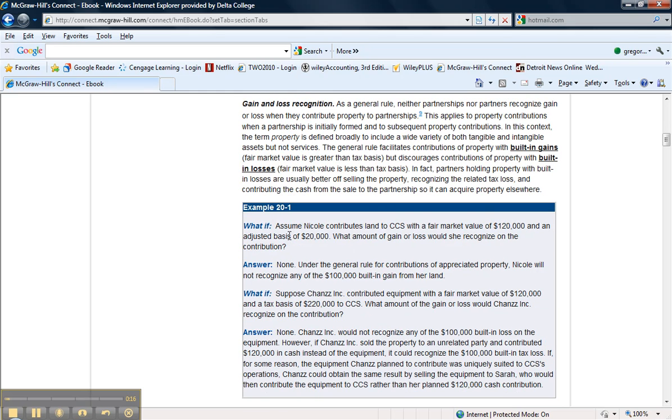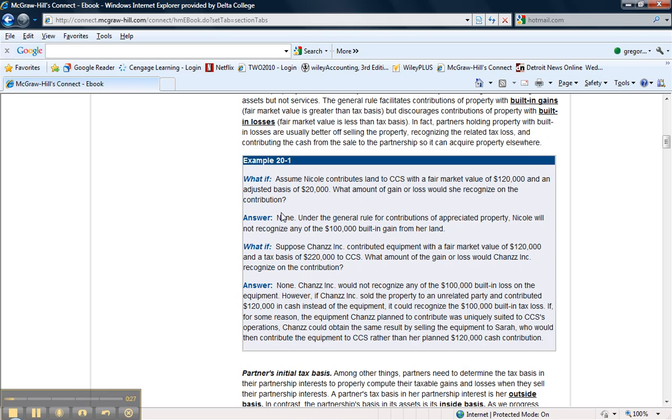In this example, Nicole contributes land with a fair market value of 120 and an adjusted basis of 20. What amount of gain or loss would she recognize in the contribution? Well, none. There's no gain or loss, and this built-in gain will just be deferred until she effectively sells her partnership interest.